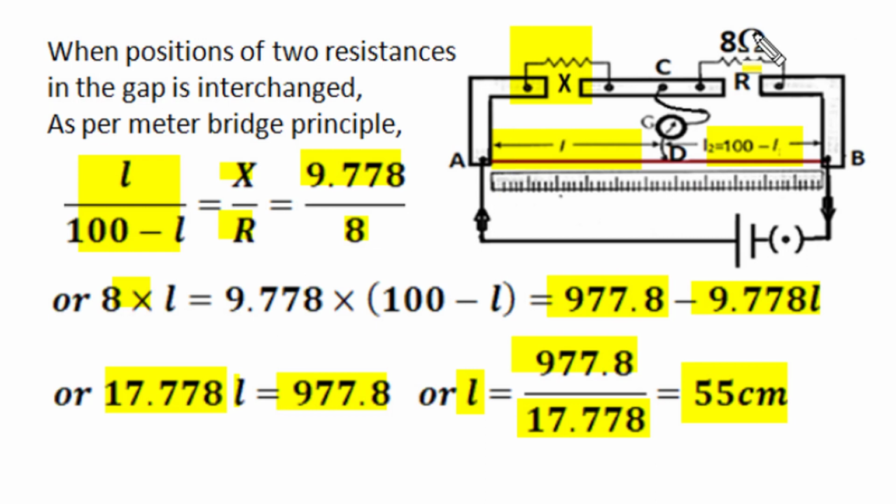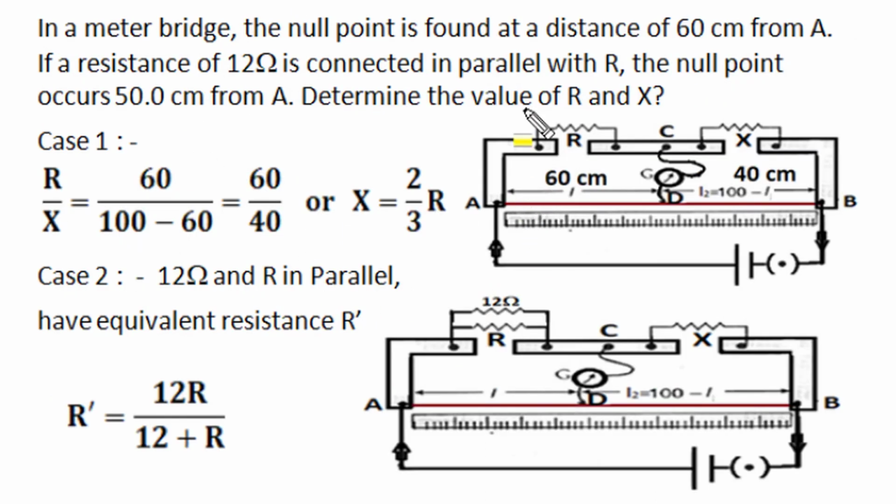So it is clear that 8 and this 9.778 resistance got a ratio of 55 to 45, or 11 by 9. The ratio of length at two sides of this slide contact are in the same ratio as that of these two resistance ratio. This textbook numerical problem is very important from examination point of view.